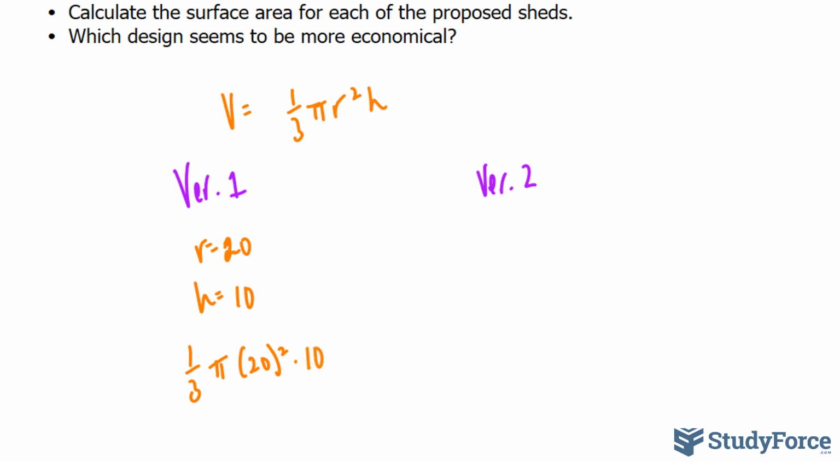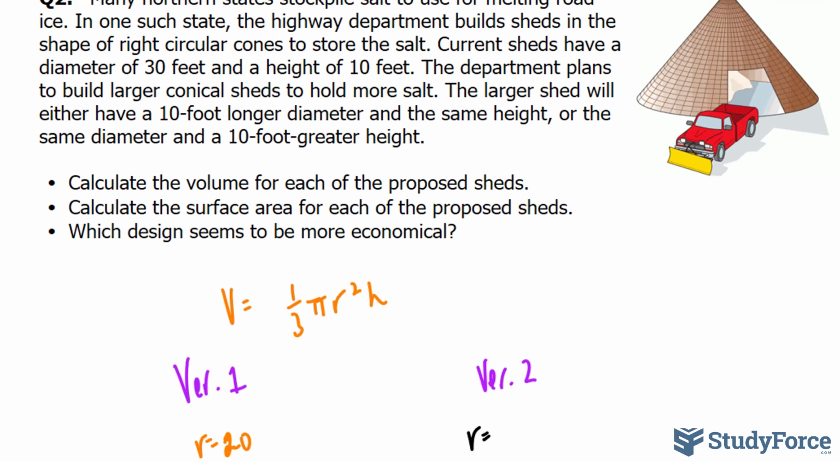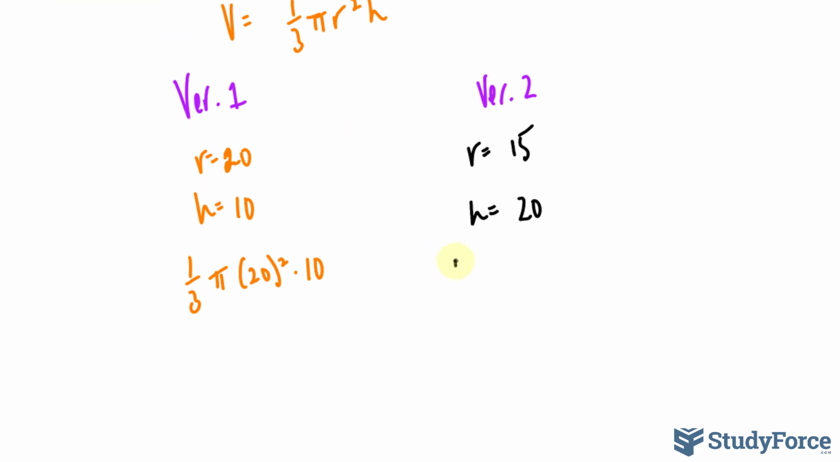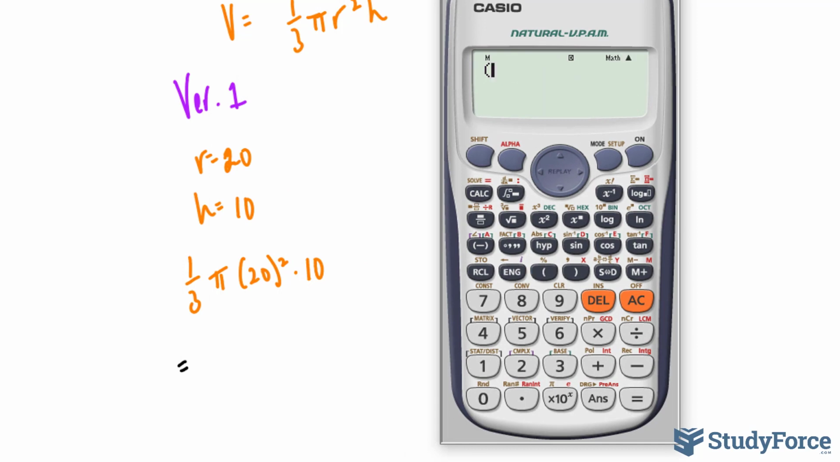Now let's set up the formula for version 2. We have a radius that remains consistent at 15 because the diameter hasn't changed, diameter being 30, and the height this time is increasing from 10 to 20. So plugging that into the formula, we have 1/3 pi times 15 raised to the power of 2 times 20. Now let's use our calculator really quickly for both of these. We have 1/3 times pi times 20 to the power of 2 times 10.